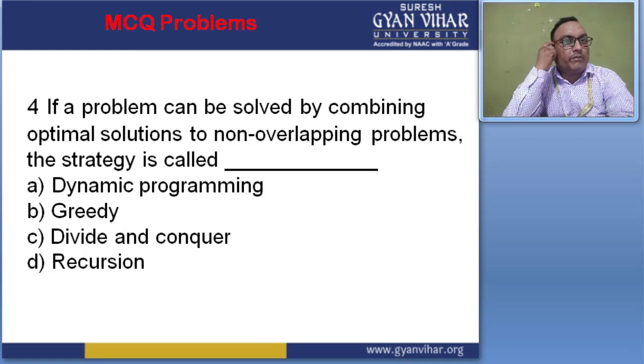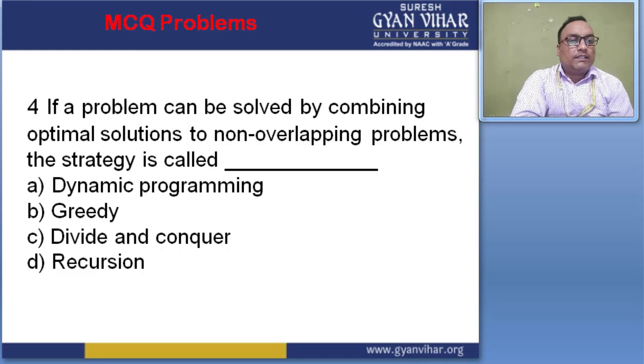Then move to the next question. If the problem can be solved by combining optimal solutions to non-overlapping subproblems, the strategy is called: dynamic programming, greedy, divide and conquer, or recursion. So the strategy is called divide and conquer here, right? So move to the next problem.